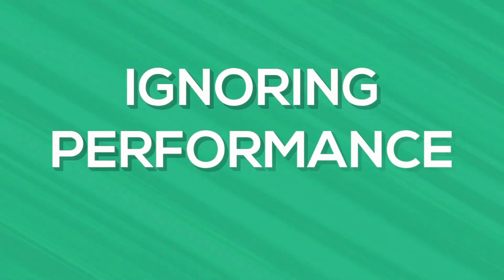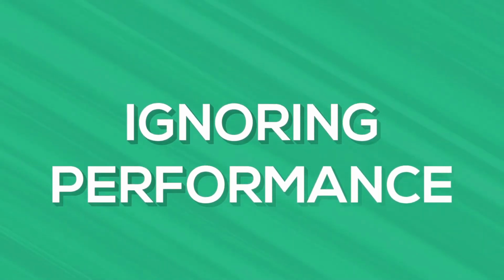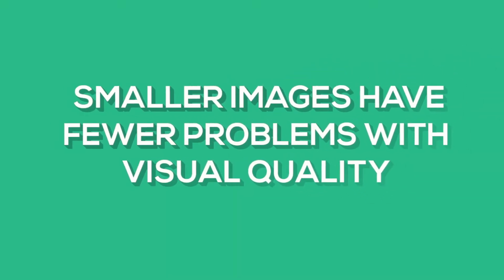The next mistake is ignoring performance. New front-end developers will kill site performance by overlooking the effective image size on the website's performance. Make sure to use the right size of images. That way the program loads faster. Moreover, smaller images have fewer problems with visual quality. So image optimization is a must-do when you're writing web pages.